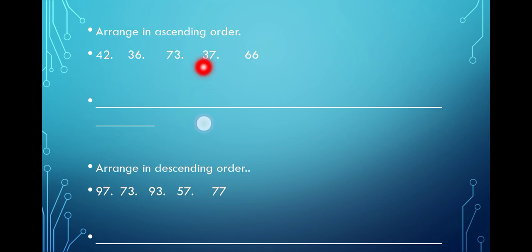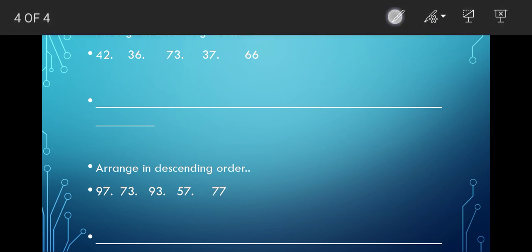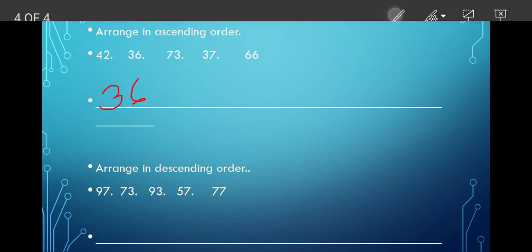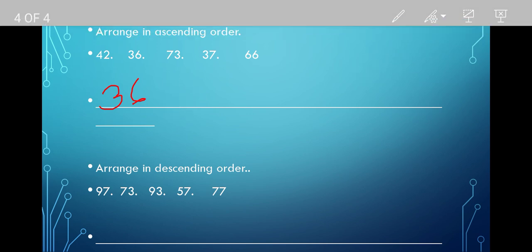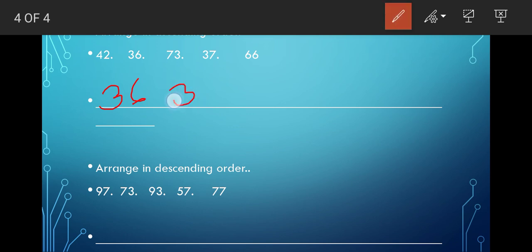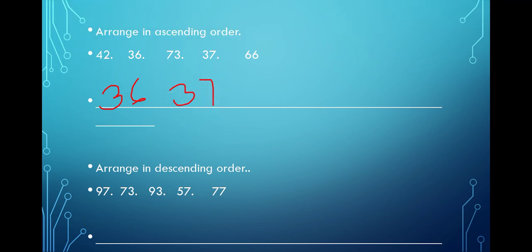So in that case you have to look at the ones place now. So this is 6. 6 is smaller than 7. So obviously 36 is the smallest number. So let us write first 36. Then the next smaller number is 37. Right? Now these two are over. Okay, 36 and 37 are over.